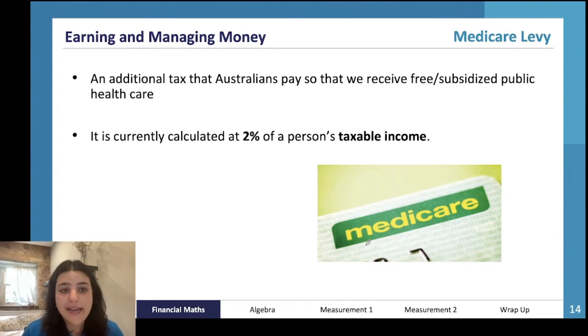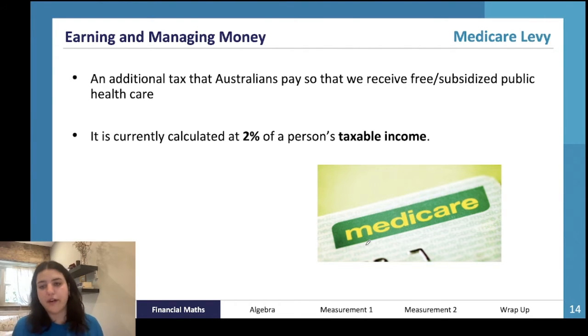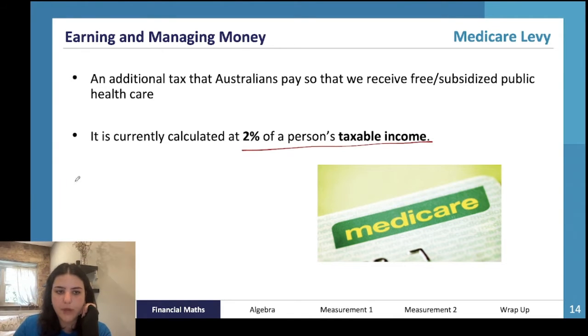Okay, so the Medicare levy, this is kind of what I just referenced. This is an additional tax that we pay so we get free or subsidized public health care. So when you go to the doctor for a little ear exam because your ear hurts, you hopefully might not have to pay anything. Or if you're my age, you pay a gap, like $12 or something, because the rest of it's covered by Medicare. It's currently 2% of a person's taxable income. So if my taxable income is $100,000, my Medicare levy is going to be $2,000.